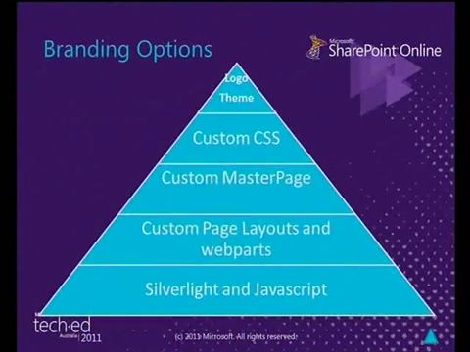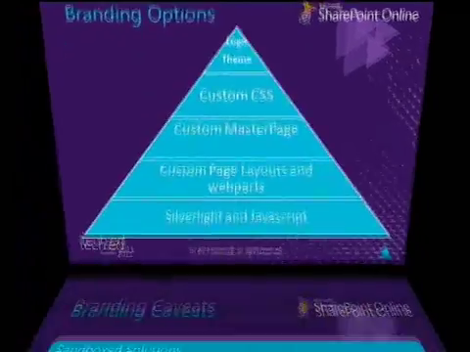So with Office 365, we've got a number of different branding options, from very simple stuff to logos and themes that you might do just through the browser. Or you might take it a little bit further and do a custom CSS, custom master page, page layouts or web parts, or even redo the whole user experience. There's some fantastic things you can do if you start looking at Silverlight and JavaScript. Even if it's just simple jQuery manipulation of the user interface, you can really get SharePoint Online to look anything that you'd like it to.